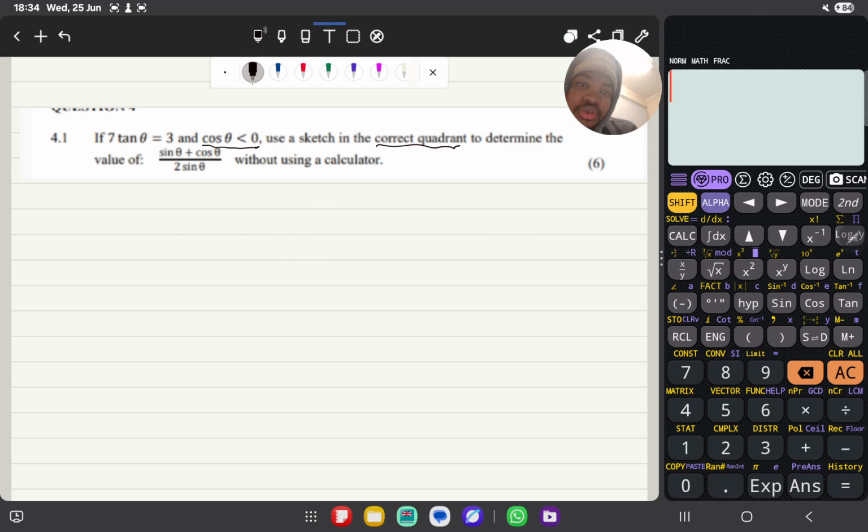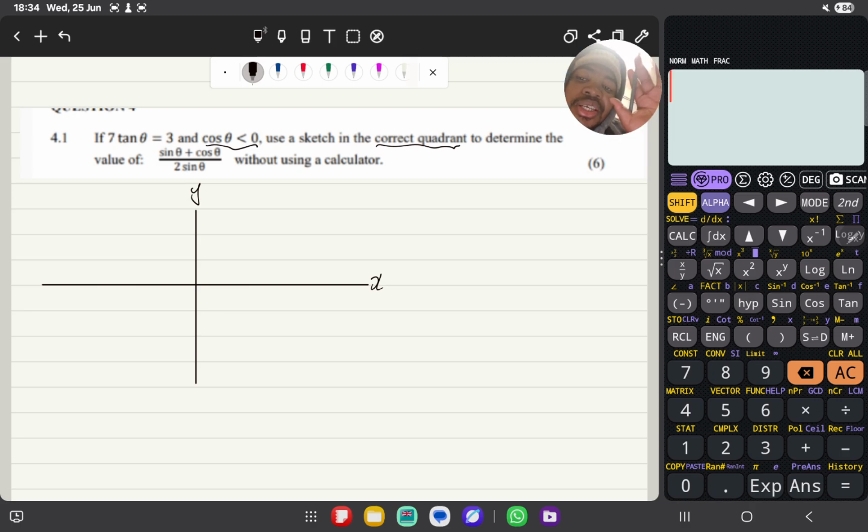First thing first, we draw your Cartesian plane. This is the y-axis and this is your x-axis, right? So from these two, what is happening? These people say that cos theta is negative. Here it is, cos theta is smaller than 0, implying cos theta is negative.